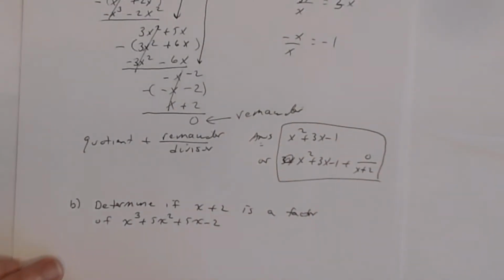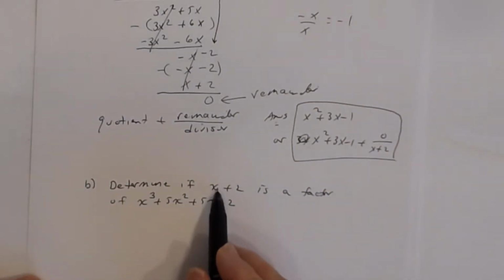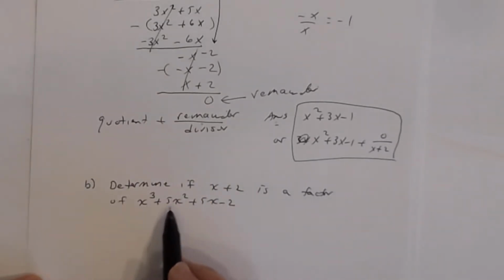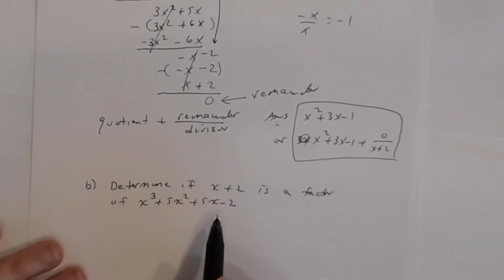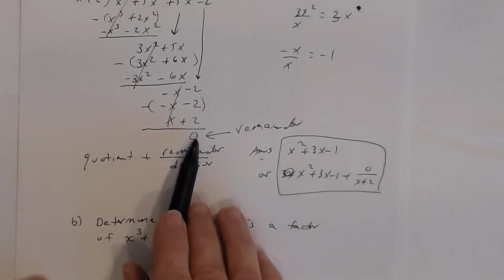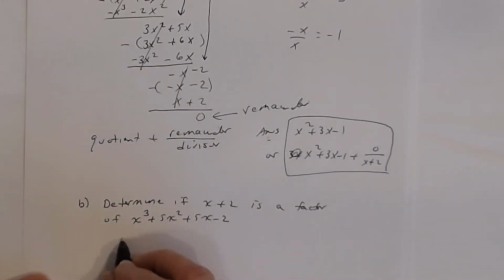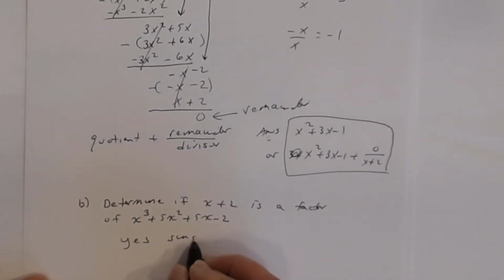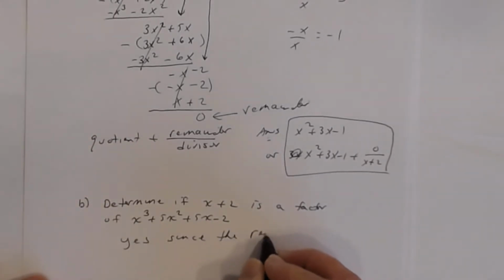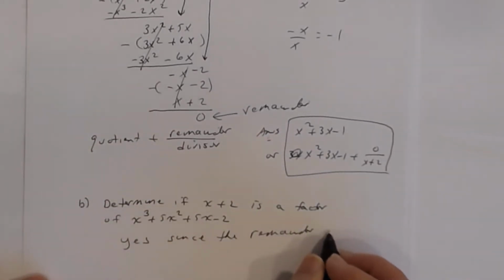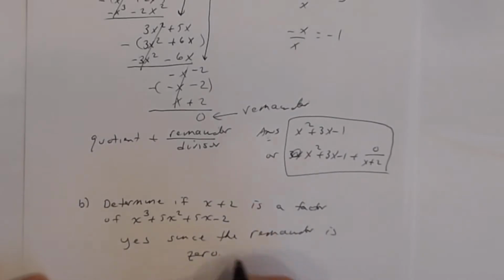So let's go to this question now. Is x plus 2 a factor of this polynomial? Yes, it is, because the remainder is 0. So the answer you're going to say is yes, since the remainder is 0. Okay? All right, now what if the remainder is not 0?